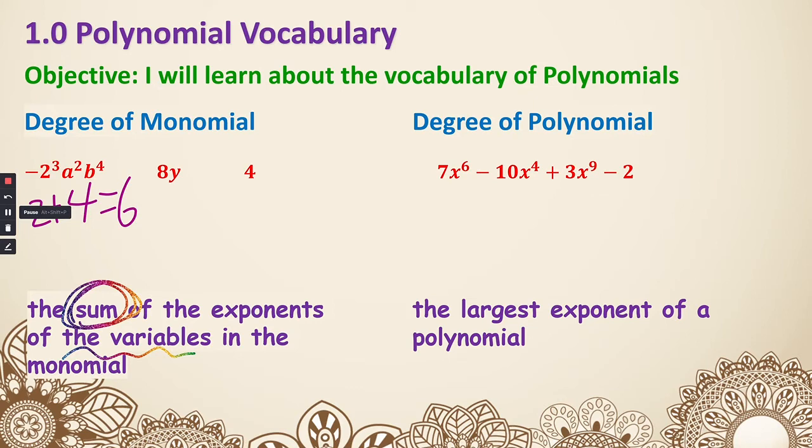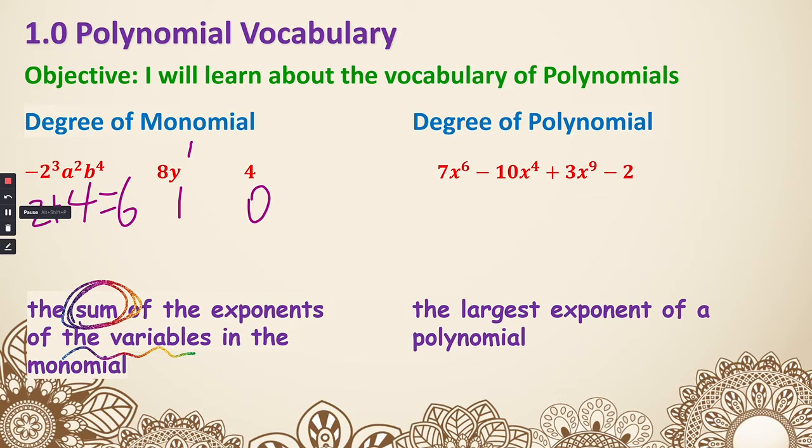Next, 8y. For that one, we don't see an exponent, but we do have a y. That means the exponent is 1. So for that one, the degree is 1. Next, just a number, 4. We don't even see a variable. That means the degree is 0. So whenever you just see a number, the degree for that one is 0.